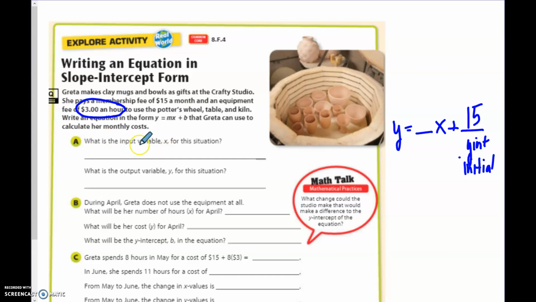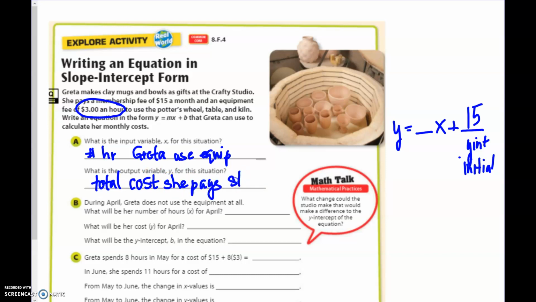So what is the input variable, the variable x? That is the number of hours. So number of hours that Greta uses equipment. Okay, so some months she might go 10 hours, some months she might only go 2 hours, some months she might not go at all. So what's the output would be her total cost that she pays the studio. So total cost she pays studio. And that's going to depend on the number of hours that she goes.